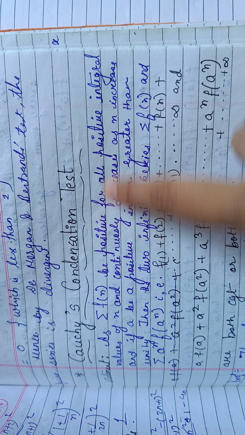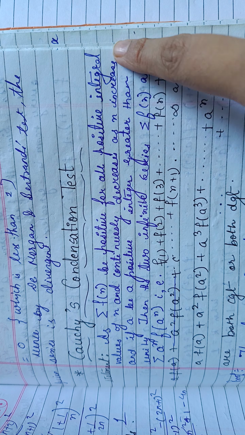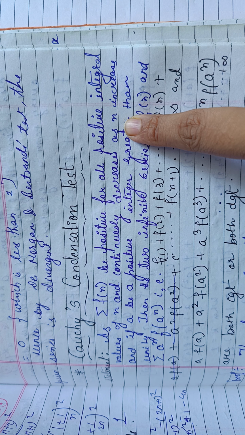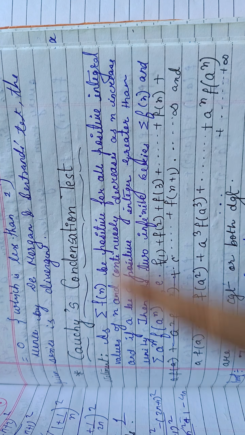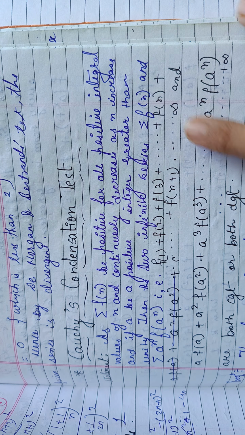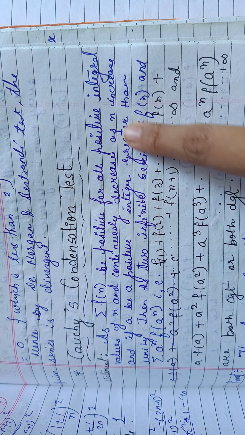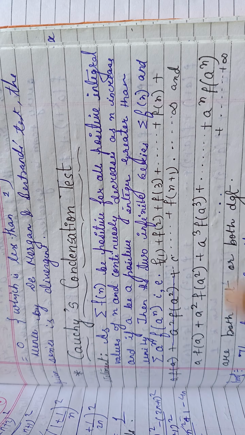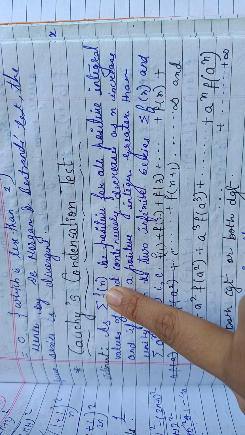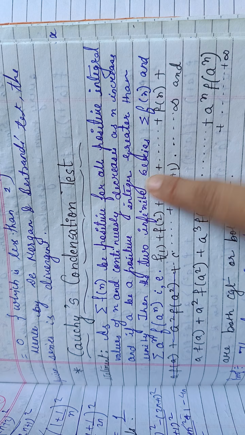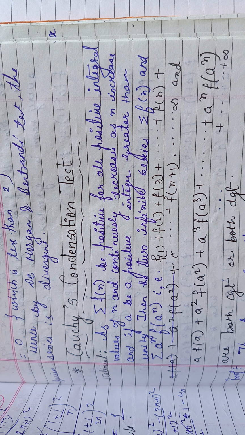Cauchy's condensation test says that if f(n) is positive for all positive integral values of n and continuously decreasing as n increases, and if a is a positive integer greater than unity, then the two infinite series, sum of f(n) and sum of a to the power n f(a to the power n), converge and diverge together. So the condition is that f(n) has to be positive and continuously decreasing as n increases.